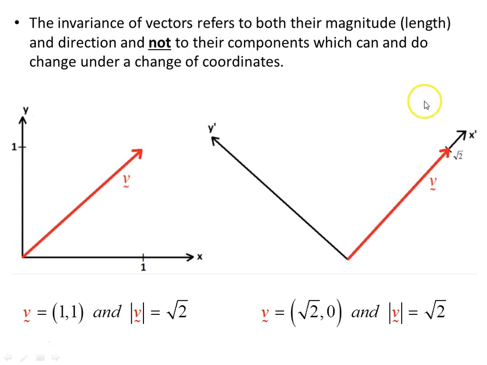The invariance of vectors refers both to their magnitude or length and direction, and not to their components, which can and do change under a change of coordinates. And here's our change of coordinates from the xy Cartesian system to the x prime, y prime Cartesian system. That simply involved a rotation of the coordinate axes. Same vector, pointing in the same direction, same magnitude, same length. Here we are, components. In the different systems they've changed, but the magnitude in both systems has not.